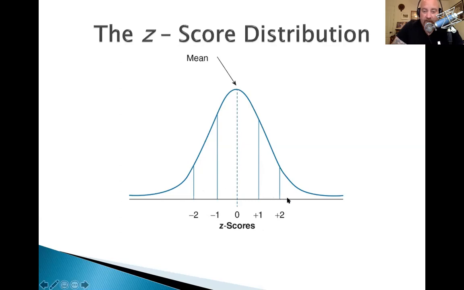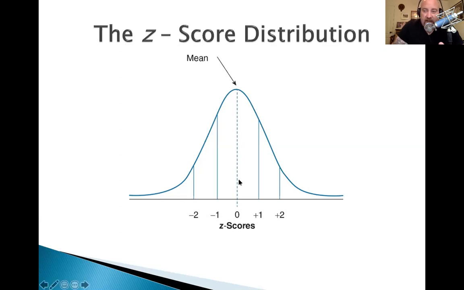And if you go beyond 2, like above 2, or below 2 on the other side, then those scores are extremely rare, extremely atypical, and we're getting into outlying scores. They certainly don't represent the majority of people.